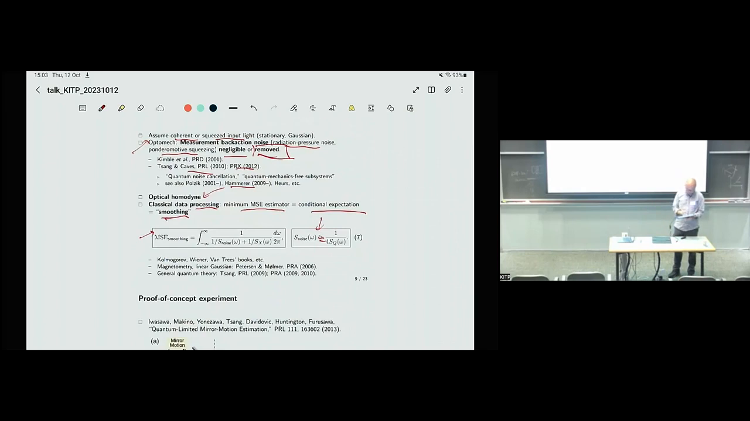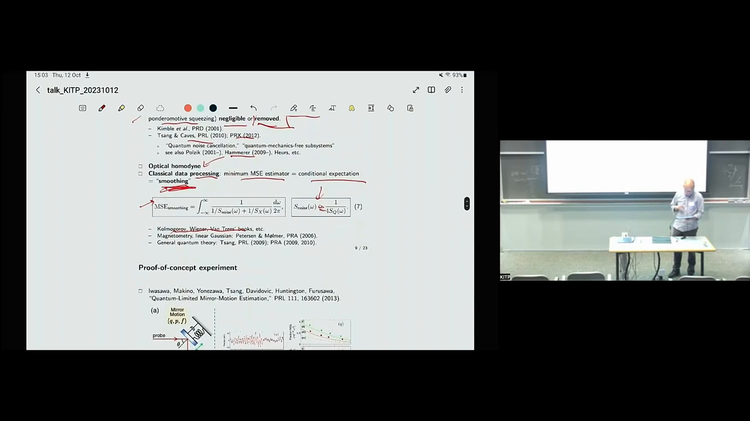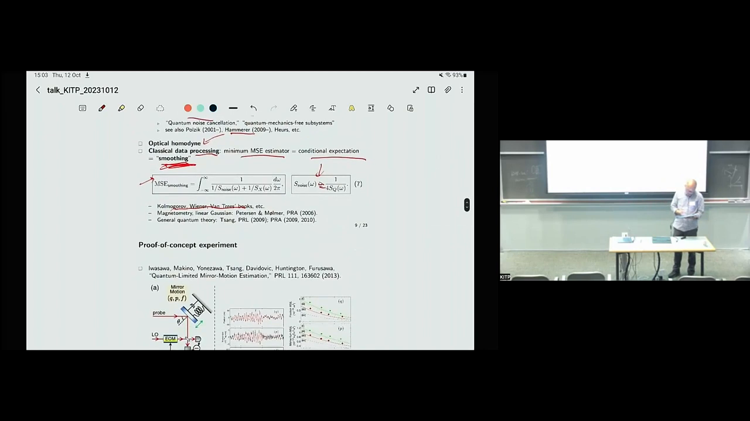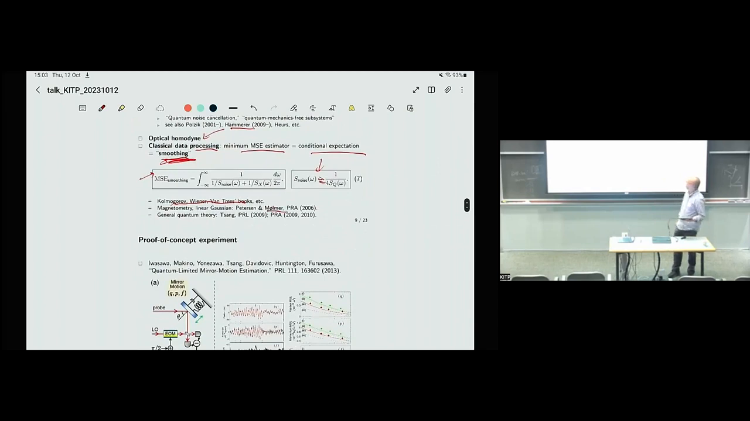Okay, so smoothing. That's just a classical concept. For linear Gaussian systems, optomechanics, LIGO, that sort of theory has been done by Kolmogorov, Wiener, and many people in classical statistics and engineering. Somehow, for some strange reason, the idea of smoothing, I think Aria mentioned this, is very controversial in the quantum case. I don't understand why. Klaus Mølmer has an early paper applying this sort of linear Gaussian system theory to magnetometry. So now I get even more minutes.